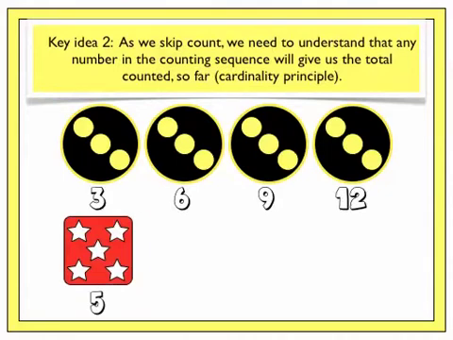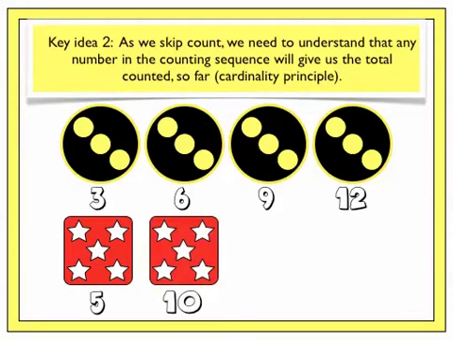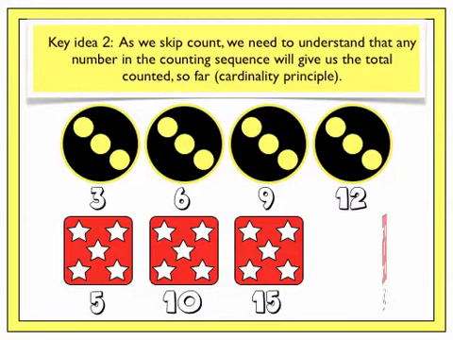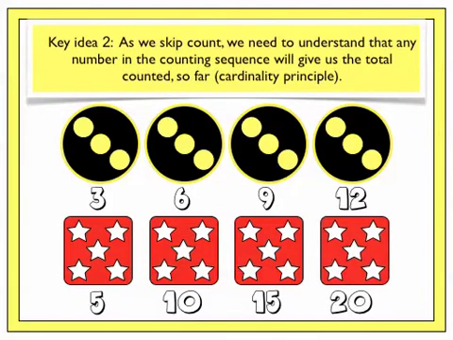Now let's take a look at this idea with the skip counting sequence of 5. The first number in our sequence is 5, and there are a total of 5 stars so far. The next number is 10, and again the total now is 10 stars. Now it's 15, and now it's 20.